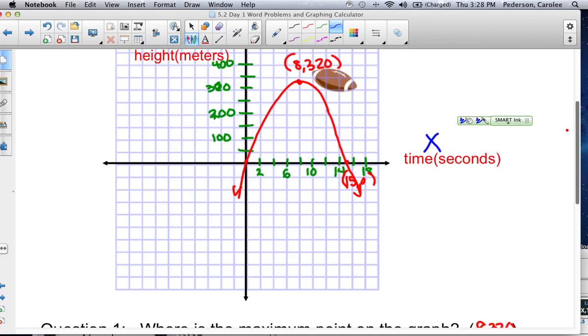We're going to go along the x-axis with the time, and here is about 3. And now I'm going to go dot, dot, dot, dot, and it looks like it's about 170 meters. Now this is just approximate.